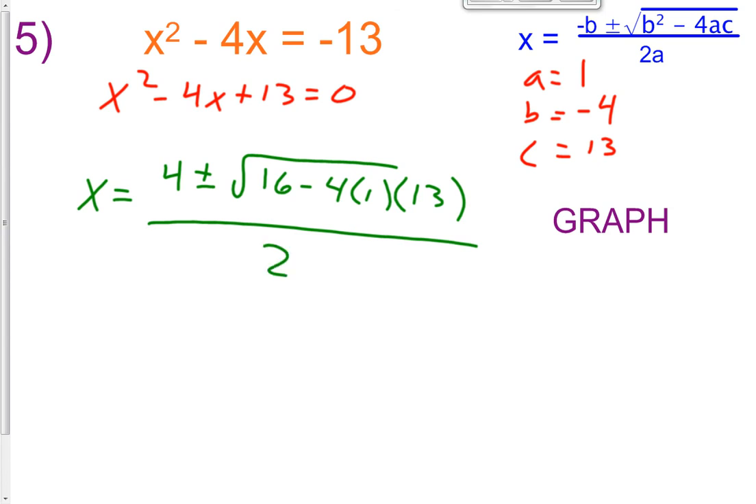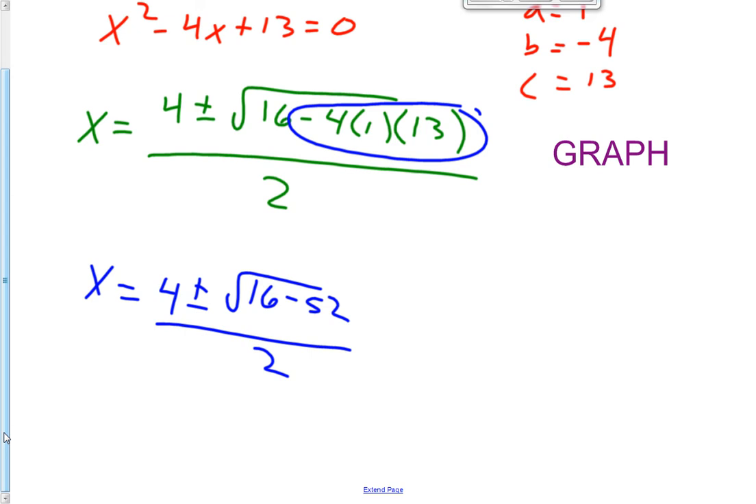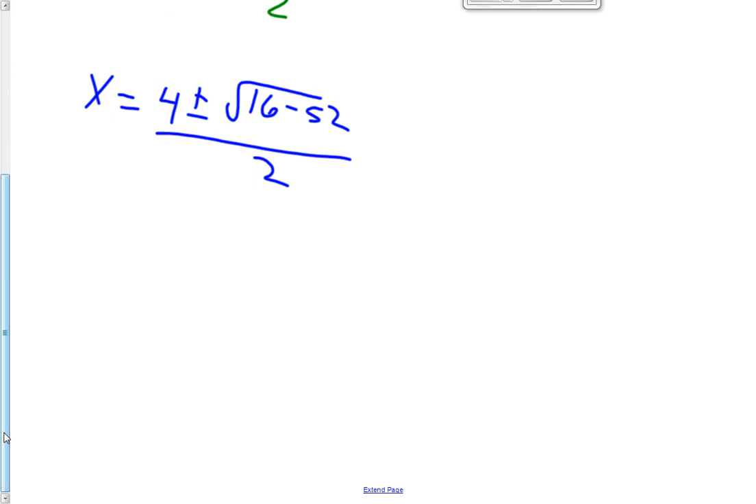So we're going to multiply negative 4 times 1 times 13. Negative 4 times 1 times 13 is negative 52. So x equals 4 plus or minus the square root of 16 minus 52, all of that divided by 2. So 16 minus 52 is negative 36. So right here is a negative 36, and that's underneath the radical. So the square root of negative 36 is 6i.